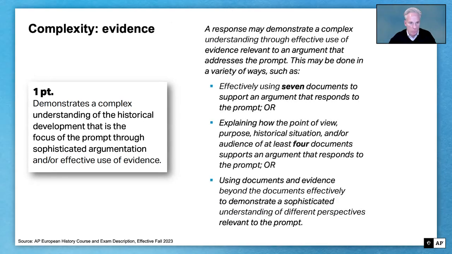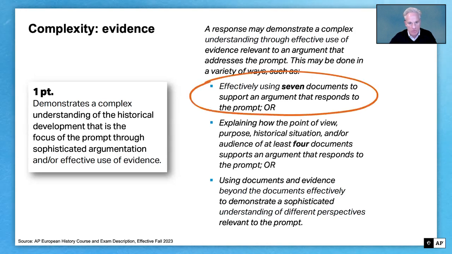Continuing with ways that you can earn the complexity point, there are some things that have been added to the rubric. There are lots of paths here, so think about how you want to do this. A response can demonstrate complex understanding through effective use of evidence. And this year they're saying you can do that effectively using 7 documents to support an argument that responds to the prompt. There are 7 documents and you need 4 for document usage. But if you're good at using the documents and making them a part of the argument, you can use all 7, and that's a path to complexity.